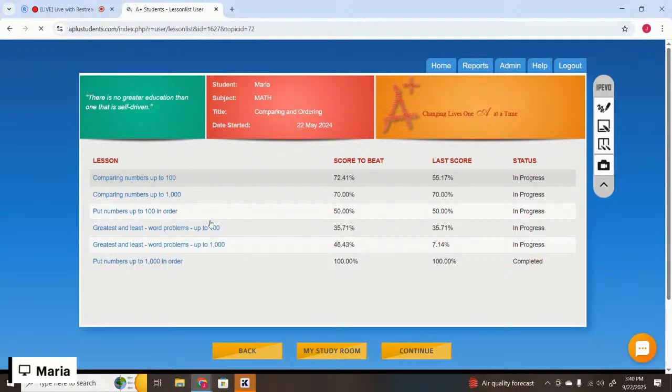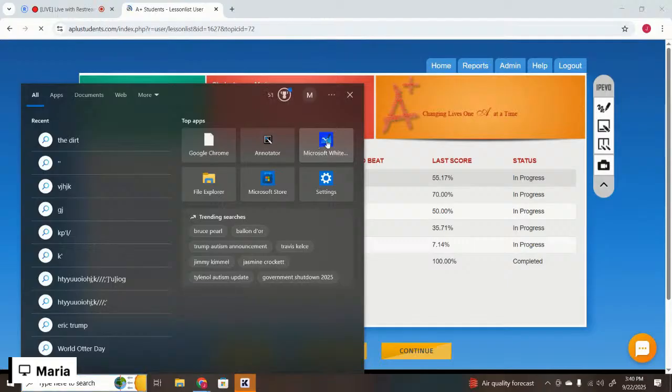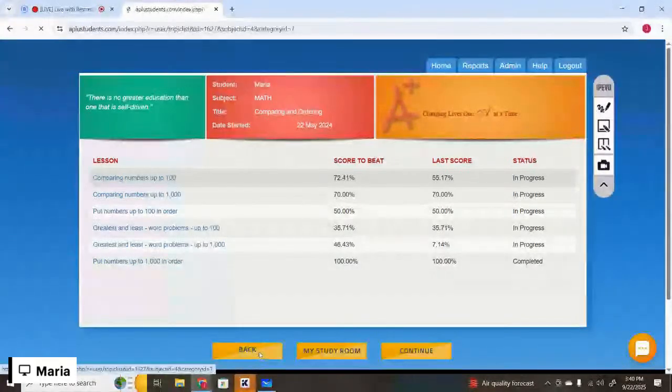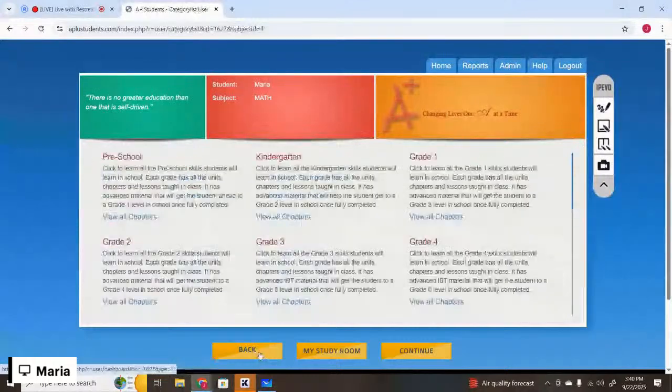So, we were working on grade 2 math. The chapter we're working on is comparing and ordering. The lessons we have covered today are comparing numbers up to 100, comparing numbers up to 1000, and putting numbers up to 100 in order. Please make sure before the next session you complete all the practice questions for the lessons we just did. That is your homework until next session.